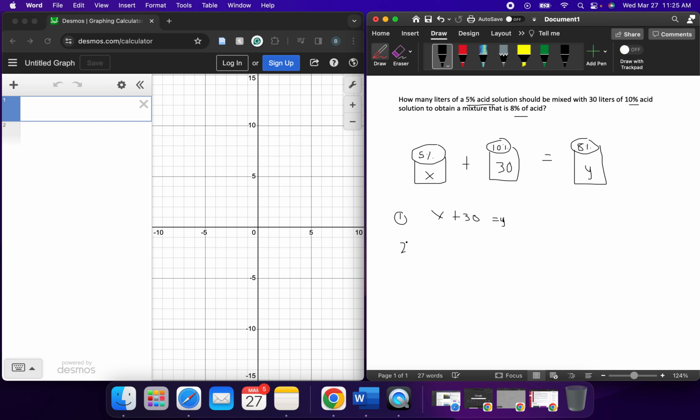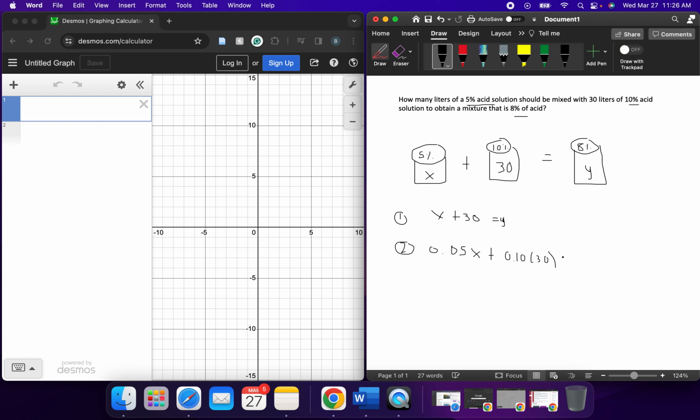And our second equation is going to incorporate the percent. So we're going to multiply straight down. I'm going to change this percent to a decimal. That's going to be 0.05. Remember, you change the percent to a decimal by dividing by 100. So 0.05 times X plus 0.10 times 30.